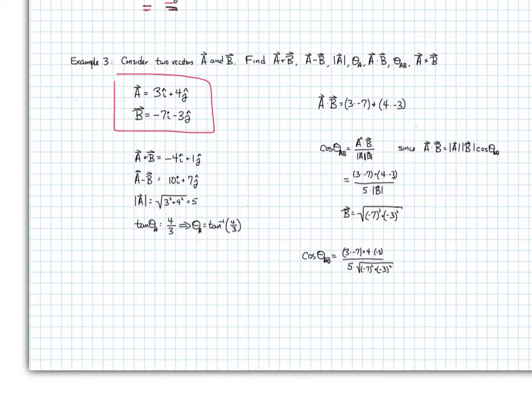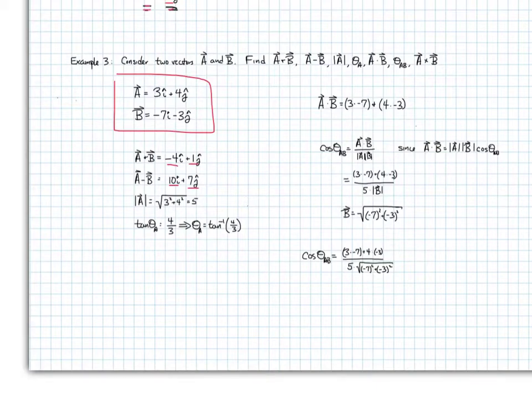I chose vectors that just had i and j components because it's a little easier. We add the vectors together, so 3 plus minus 7 is minus 4, and 4 plus minus 3 is plus 1. Just add the like components. Subtracting, that's 3 minus 7, that's how I got the 10, and 4 minus 3 is how I got the 7. So A plus B and A minus B are really nice.